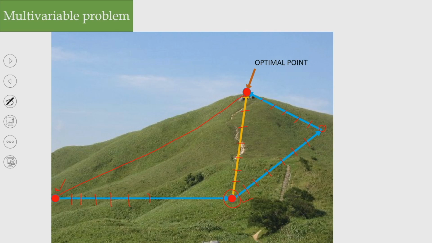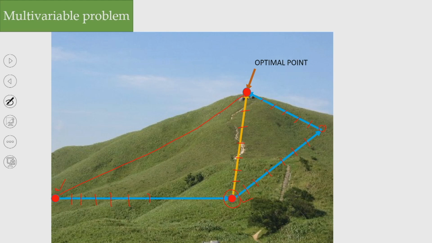So, therefore, you have to get a direction and you go along that direction, find out the optimal point, then you change your direction, then you go in other direction and find out the optimal point. So, that way after some iteration you will reach the optimal solution of that multivariable problem. Okay. This is the idea.